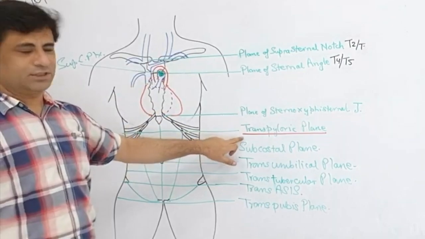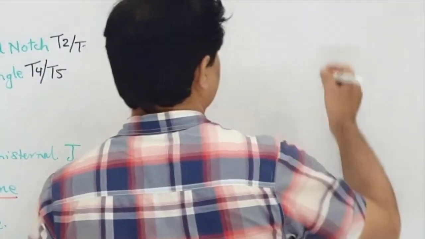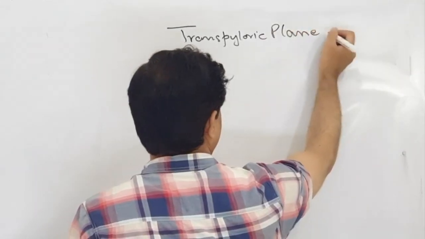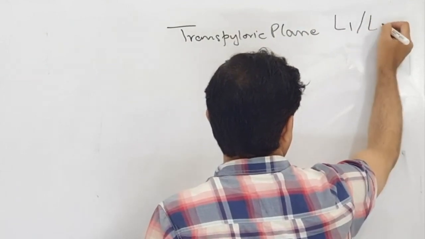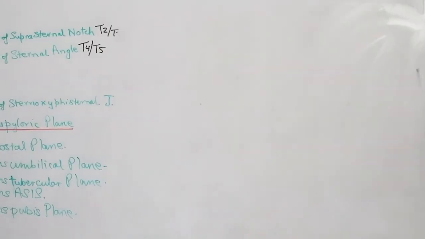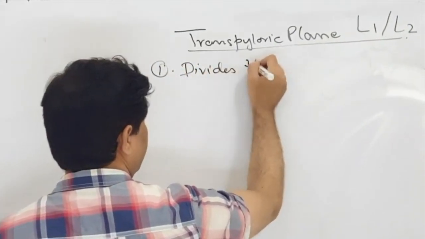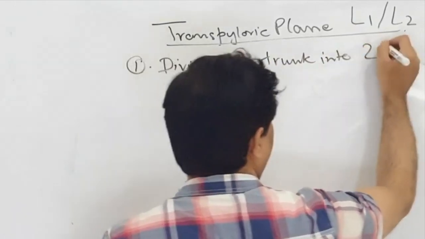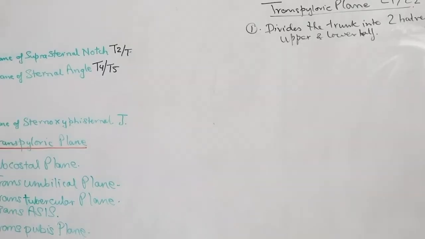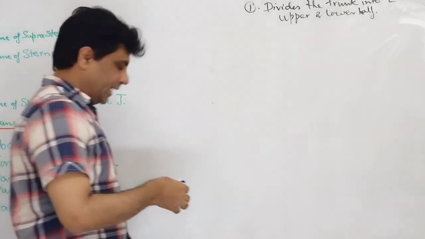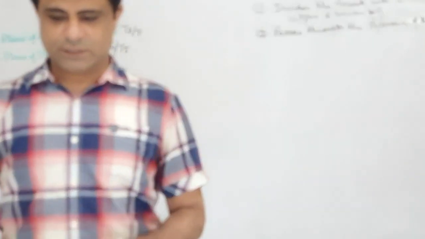So remember the importance of this transpyloric plane. I should write it here. This passes at the level of the lower border of L1 or the upper border of L2. Point number one: it divides the trunk into two halves, upper and lower half. Now this transpyloric plane, as its name suggests, passes through the pylorus of the stomach.